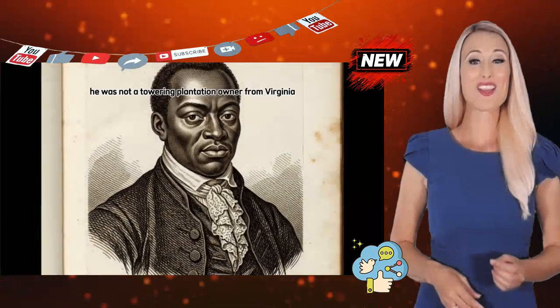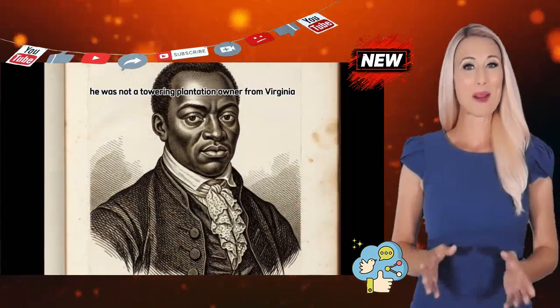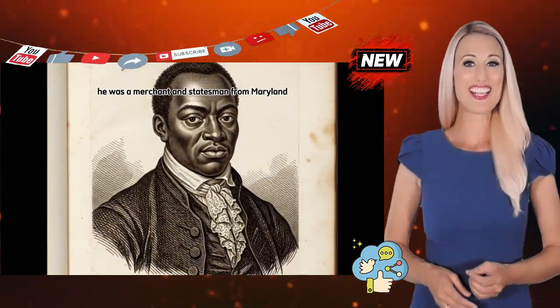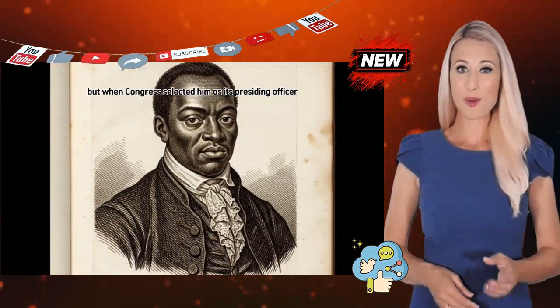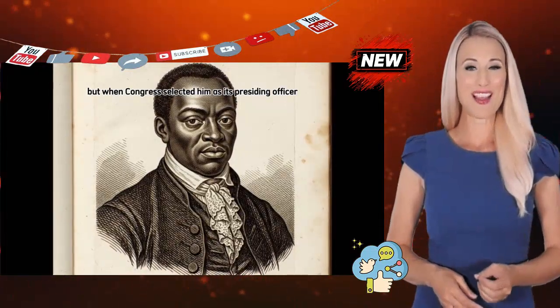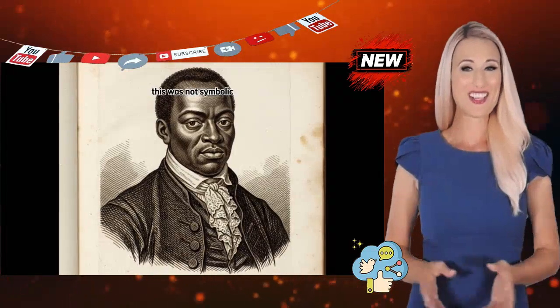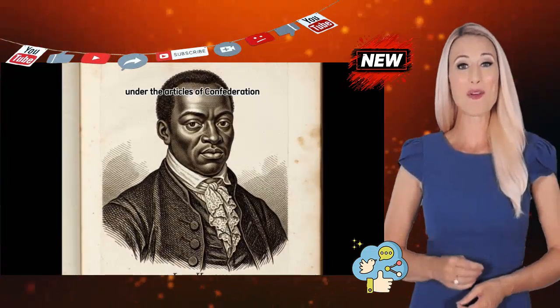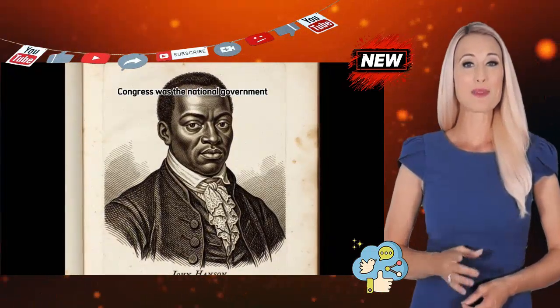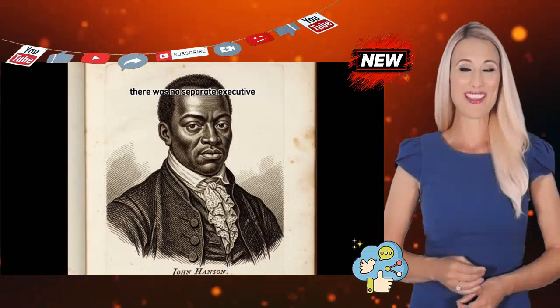Hanson was not a general. He was not a towering plantation owner from Virginia. He was a merchant and statesman from Maryland. But when Congress selected him as its presiding officer, he became by title President of the United States. This was not symbolic. Under the Articles of Confederation, Congress was the national government. There was no separate executive.